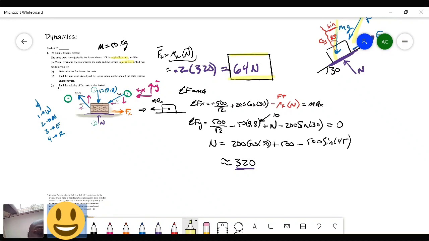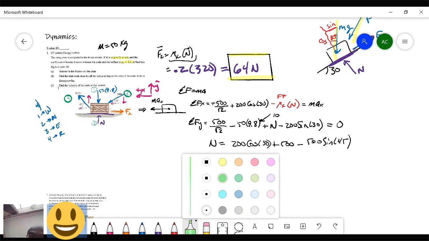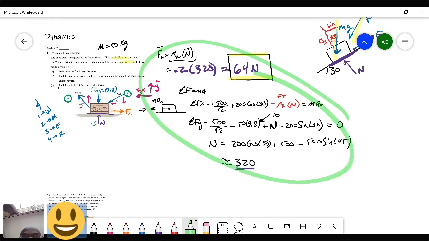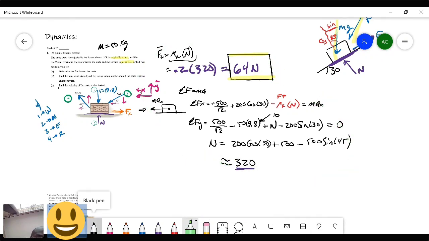All right, cool. Second part, find the total work done. I really like this problem because it makes you go through multiple methods. So this first thing that we just did here, all of this was not work energy. All of this was free body diagram. It was called acceleration. I call it acceleration analysis.